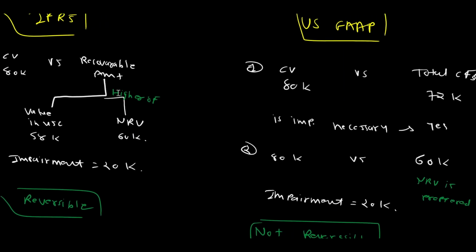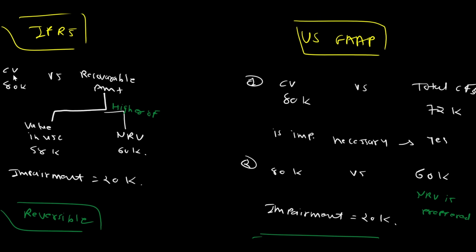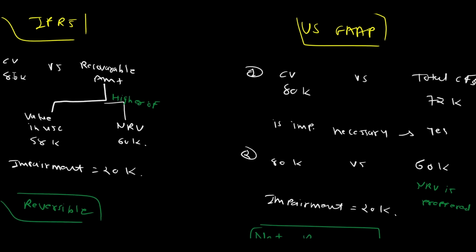I will compare CV versus recoverable amount. Recoverable amount is the higher of the two, NRV or the value in use. So NRV is higher than this, so I will consider NRV as my recoverable amount. My carrying value is 80, my recoverable amount is 60, so 20k will be my impairment, and it is reversible.